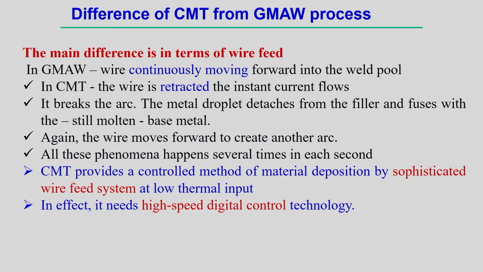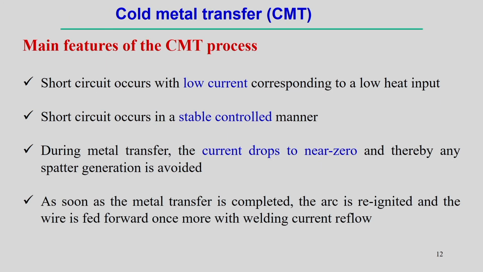Now, CMT provides a control method of material deposition by a sophisticated wire feed system, a very sophisticated wire feed system, because this is the main part of the CMT process. All this metal transfer happens at a relatively low temperature, or you can say at very low thermal input. So, in effect it needs high digital control technology for the mechanical detachment of the droplet, with retracting back and forward motion controlled in this particular process. That is why this is an advancement compared to the GMAW process.